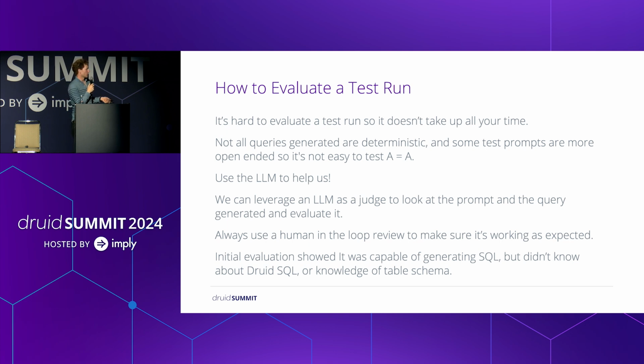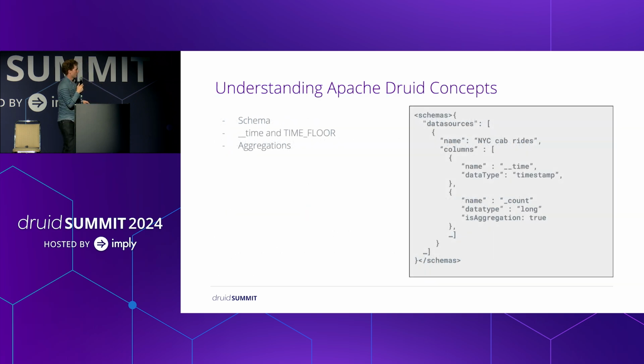The initial evaluation showed it was capable of generating SQL, but it didn't know about Druid SQL or have knowledge of the table schema. Here I'm pointing out some things that matter a lot for the actual text-to-SQL NLQ functionality: you have to give it the schema, and make sure it understands the ever-present __time column in Druid, and TIME_FLOOR and aggregations and other things that make Druid very special. So here's a quick example of me passing a schema into the NLQ prompt that's useful to generate this SQL.